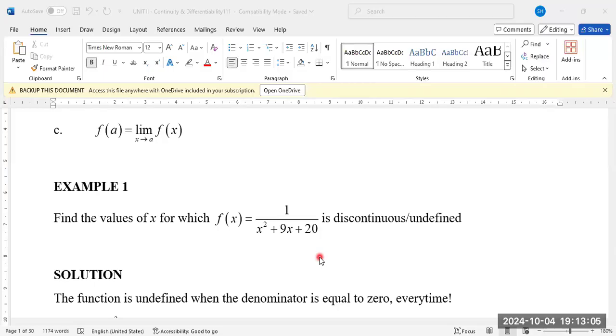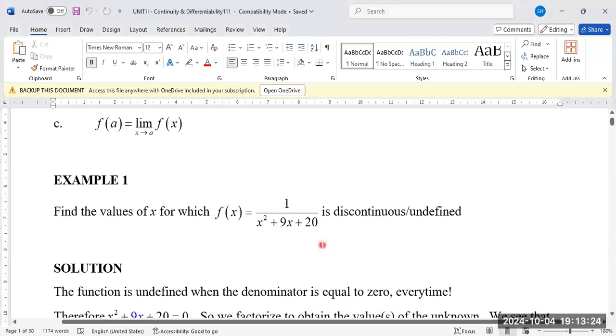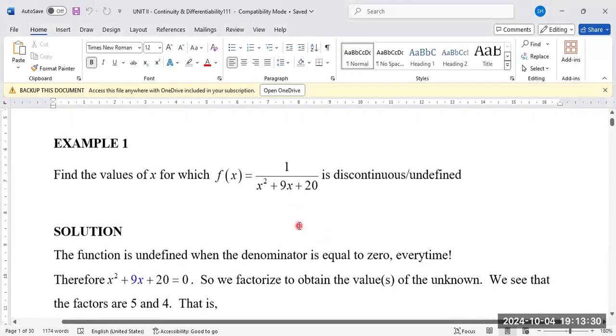Is there anybody in the class that doesn't catch that yet? Okay. When is the function undefined again, class? When the denominator is equal to 0. Amen. All right. So it says to find the values of x for which this function is discontinuous or undefined. So therefore, Locarno, wake up.